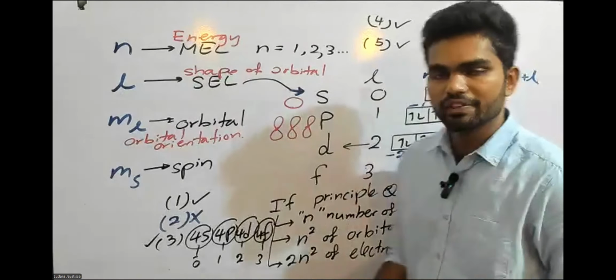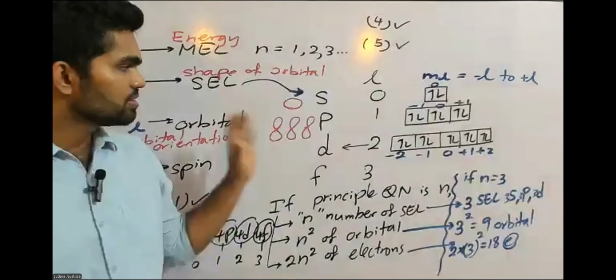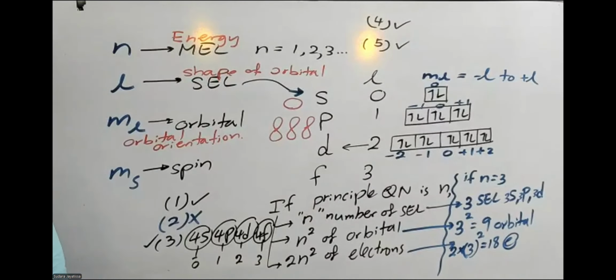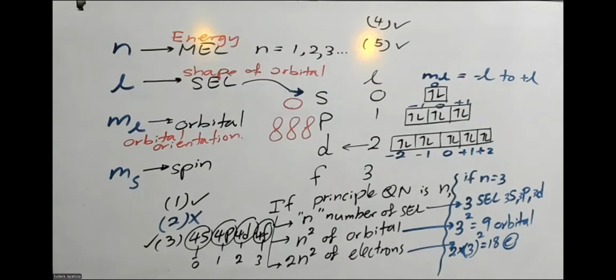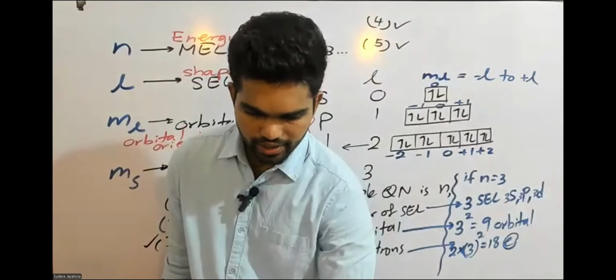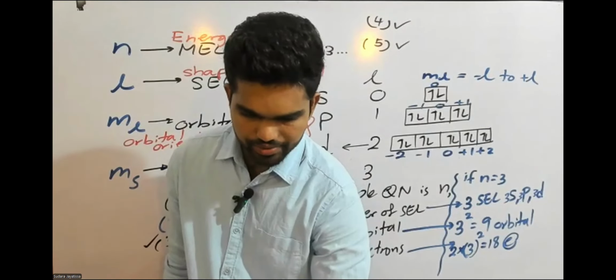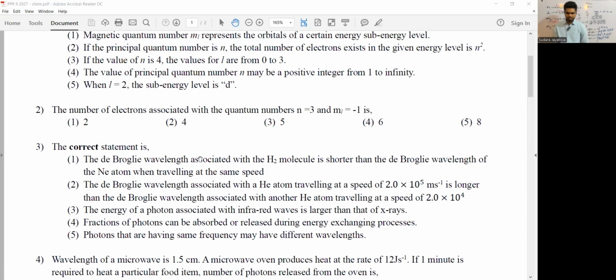So what you have to write for the review: take this small short note I gave you, write it as it is on the board, and then add your own points and say why the second one is wrong. Then you can express these two things you can remember, and complete the review by telling that the others are true because of this reason. Now let's go to the second MCQ. The number of electrons associated with the quantum numbers n equal 3 and ml equal minus 1.